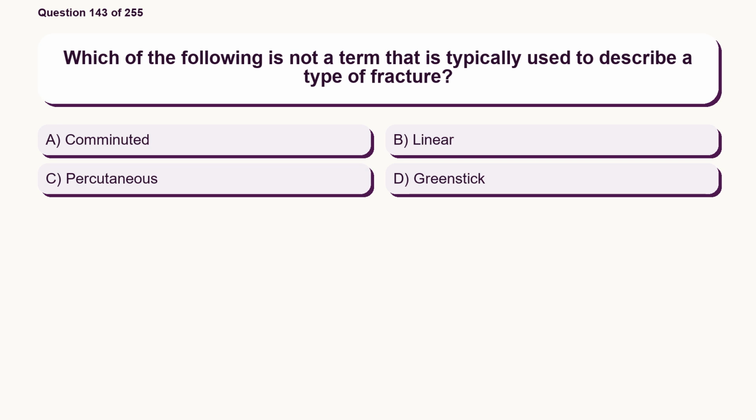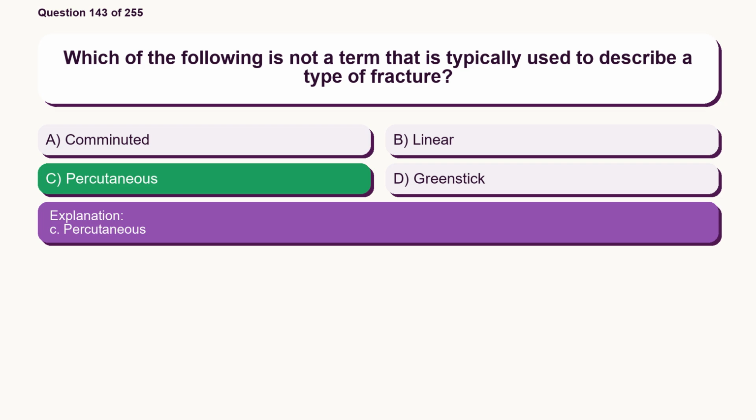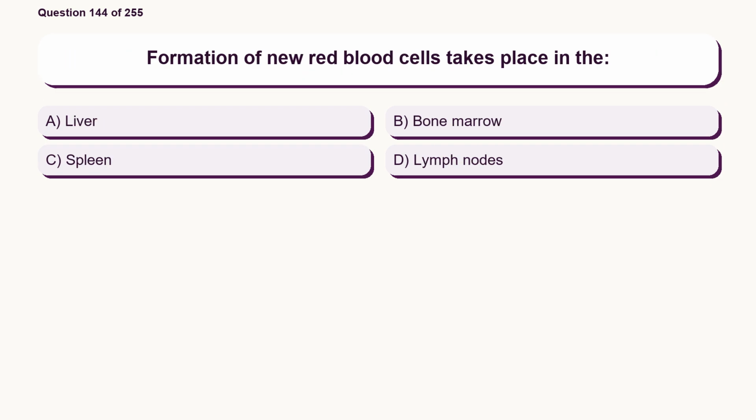Question 143. Which of the following is not a term that is typically used to describe a type of fracture? Option A. Comminuted. Option B. Linear. Option C. Percutaneous. Option D. Greenstick. The correct answer is option C. Percutaneous. C. Percutaneous.